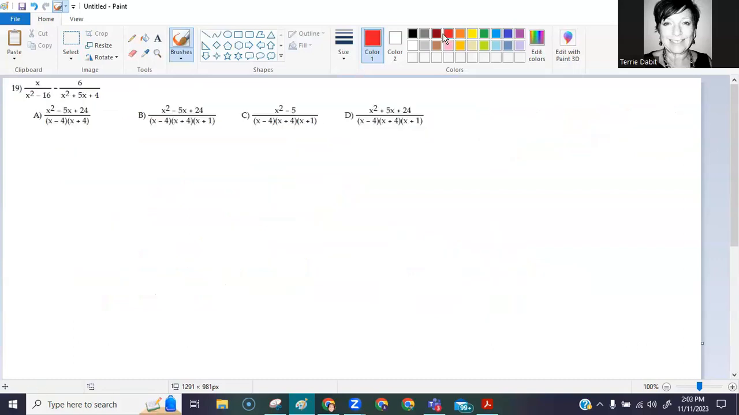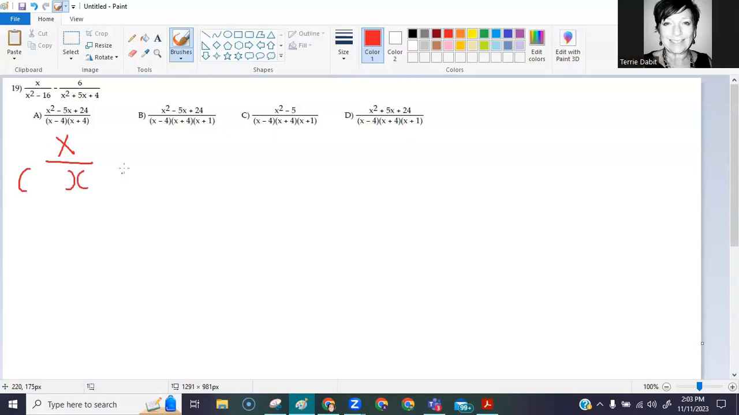Number 19 wants us to take rational expressions and subtract them. Again, I have to find my LCD, but my bottoms are not simplified yet. I need to factor them first. So let's get that started. Let's factor the top and bottom.